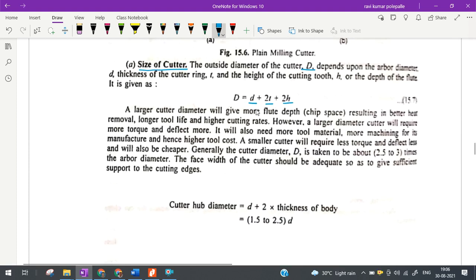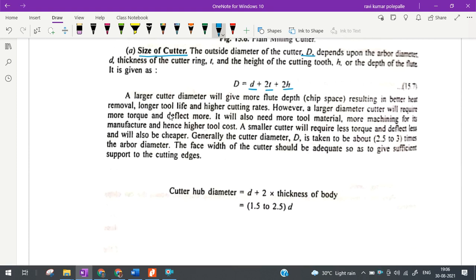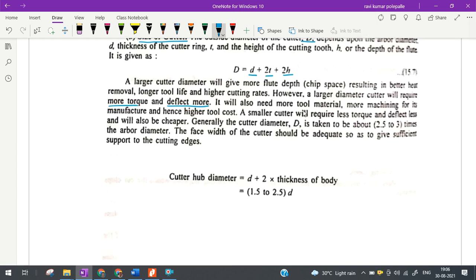So a larger cutter diameter will give more flute depth. It will result in better heat removal, longer tool life, and higher cutting rates. But when I talk about a large cutting diameter, I require more torque, and it is likely to have more deflection. More cutting tool metal is required, and more machining, and finally a higher tool cost. So a smaller cutter means lesser torque and it will deflect less, but it will be cheaper.